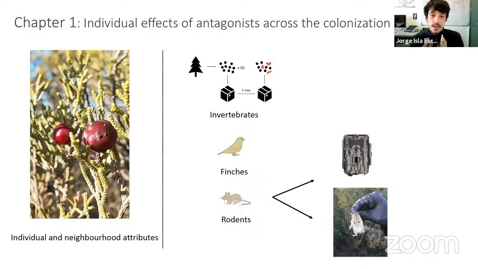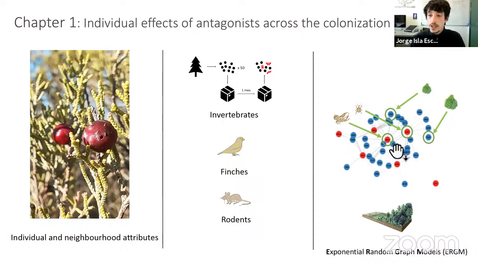And with this interaction information and the plant attributes, what we want to do, and this is the point that we are at in this moment, is to build the interaction networks of different types of animals interacting with the 105 plants, to test what the most important changes of the antagonistic effect are during the colonization processes. And through the ERGM models, we want to test what the effect of the plant traits is in this network structure, to detect different preferences of the antagonistic animals.